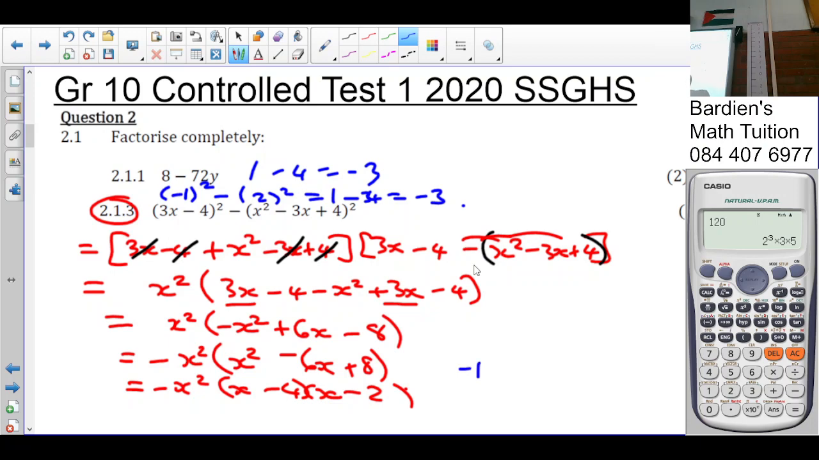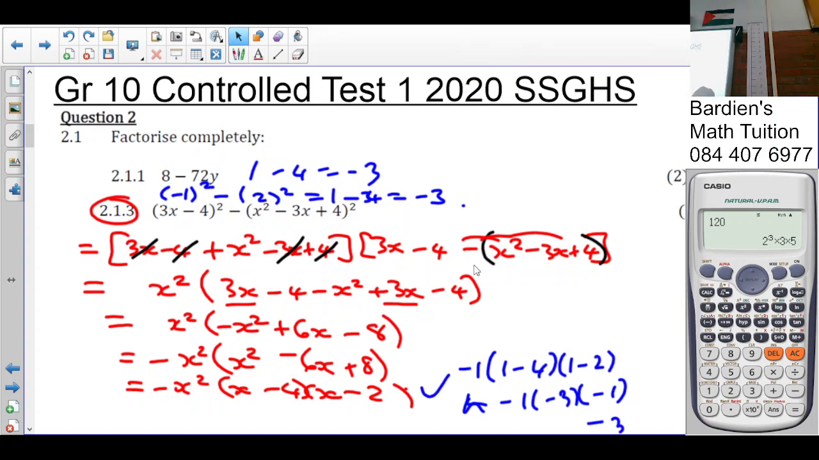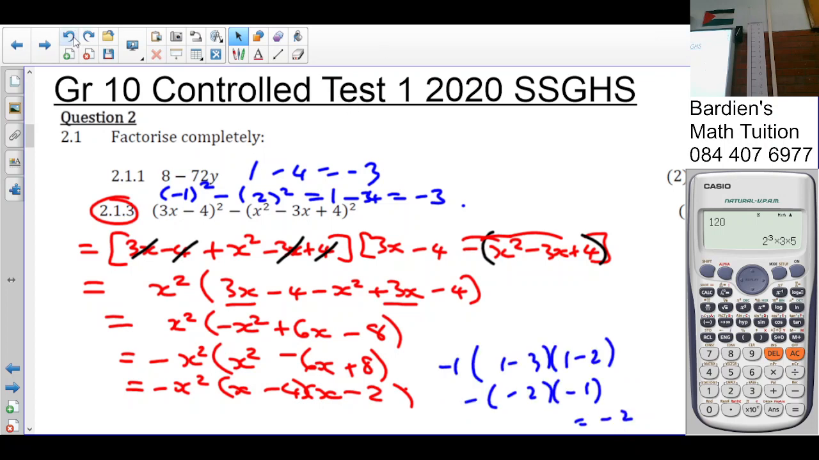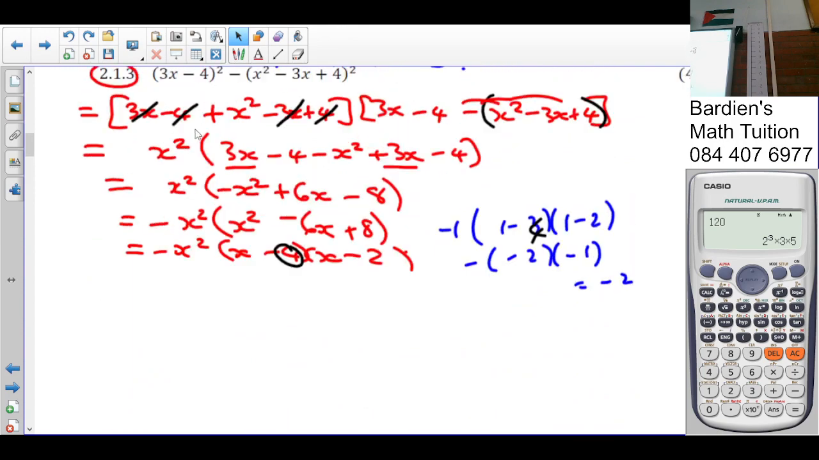So that's negative 1 squared is negative 1, into 1 minus 4, 1 minus 2. It's negative 1 into negative 3, negative 1. What did I calculate? So it's a negative 1, negative 3, 1, negative 1. Oh, here's my mistake. There's a 4 here, but I wrote a 3. So the answer is correct. Right, 2.2.